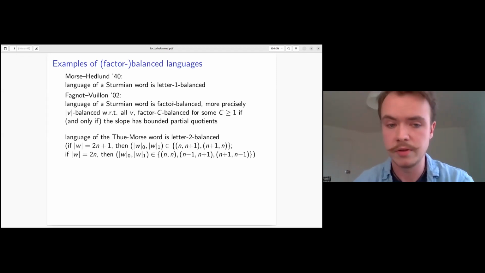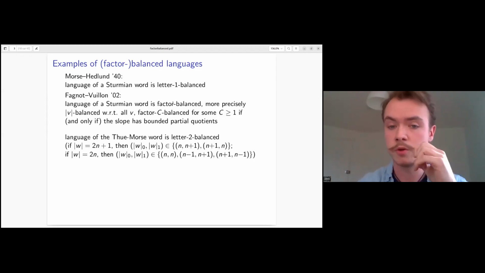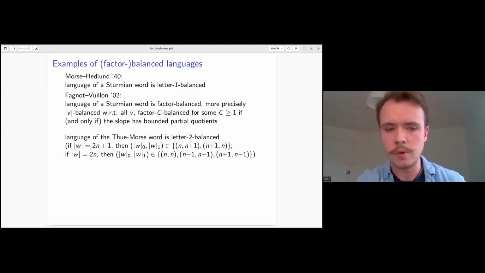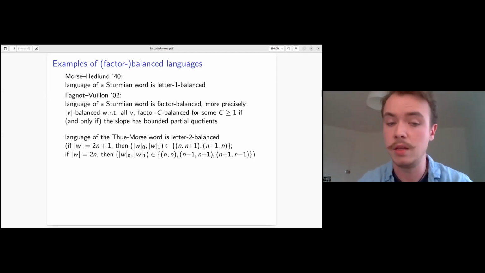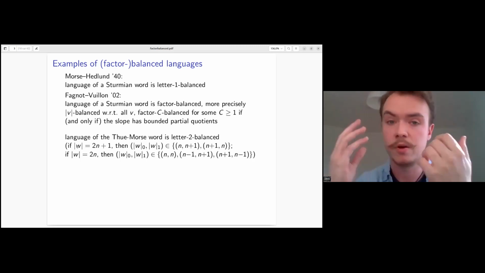So here is an example of a language: the language of the Thue-Morse word, which is letter 2 balanced. This can be seen really easily. If the length of any word from this language is odd, then you have only two possibilities for the repartition of the two letters, either n and n plus 1 or n plus 1 and n.